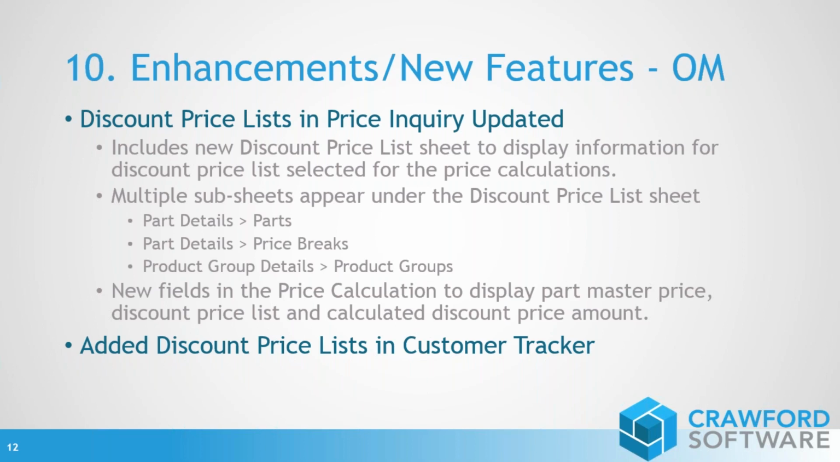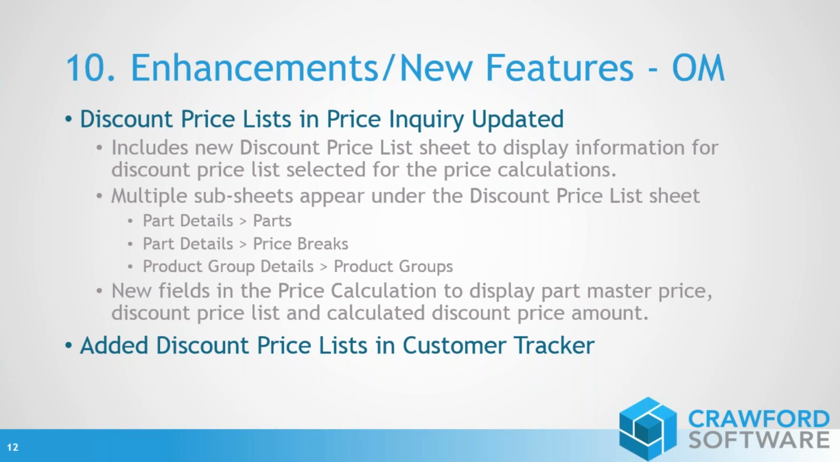And then they've added new fields in the price calculation to display the master price, then the discount price, and the calculated discount amount. So you're able, in one area, to see all of that information together.